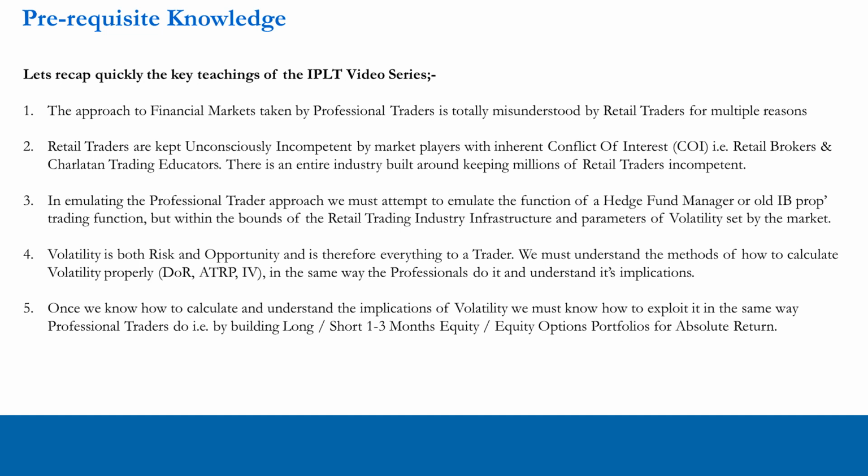Okay. Once we know how to calculate and understand the implications of volatility, we have to know how to exploit it in the same way that professional traders do. And from the lessons of volatility, we learn how to exploit it because we learn the areas that are the most consistent and the most profitable. Okay. So we end up with concluding that building long, short, 1 to 3 months equity and equity options portfolio for absolute return is the best area of the financial markets. And this is where professional traders exist.